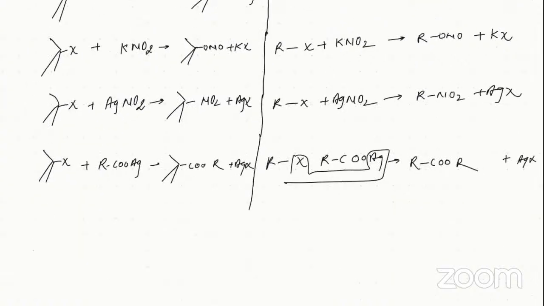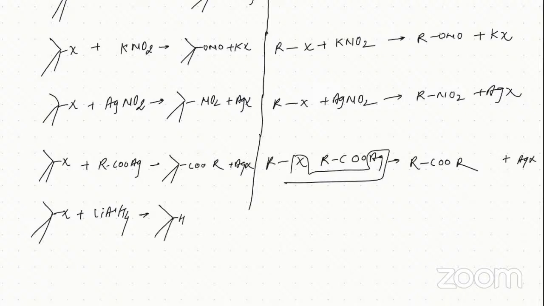Last one, two more are there. Here is RX and LiAlH4. If you are treating with that, then it will give what? The hydrogen will be coming, and side product is not required in this case. Similarly, if you are treating RX and LiAlH4, it will give RH, alkane will be forming.